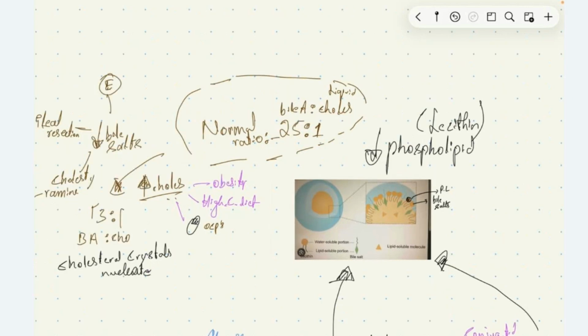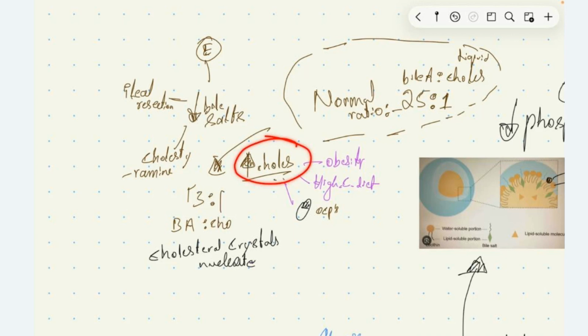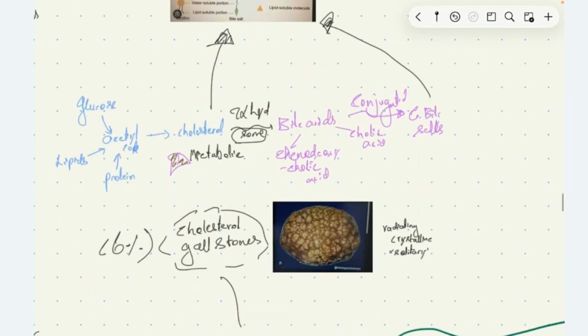When there are increased cholesterol levels, as in obesity, a high calorie diet, and OCP intake, or decreased bile salts due to estrogens, ileal resection, which impairs the enterohepatic circulation, and also cholestyramine reducing the bile salts, this causes impairment of the ratio from 25:1 to 13:1. The bile acid to cholesterol ratio becomes 13:1. At this ratio, we see the formation of cholesterol crystals from liquid cholesterol. This forms a nucleus, and this eventually forms the cholesterol gallstones.